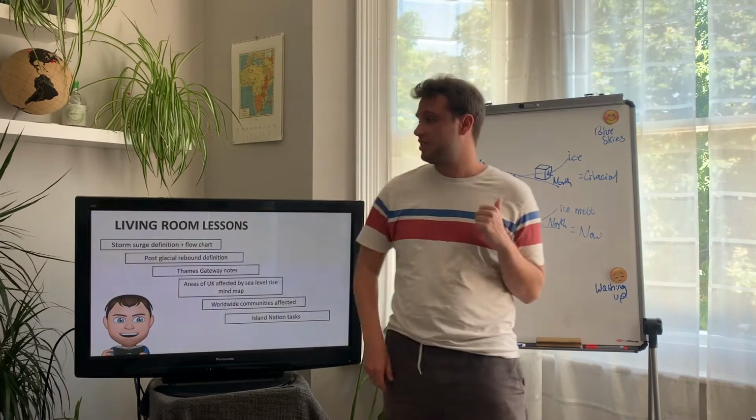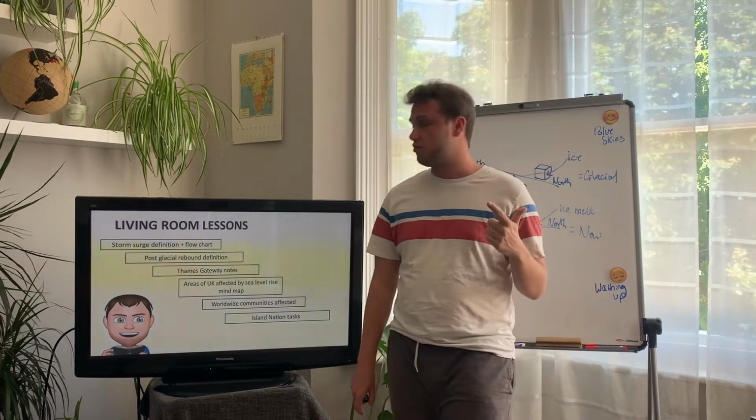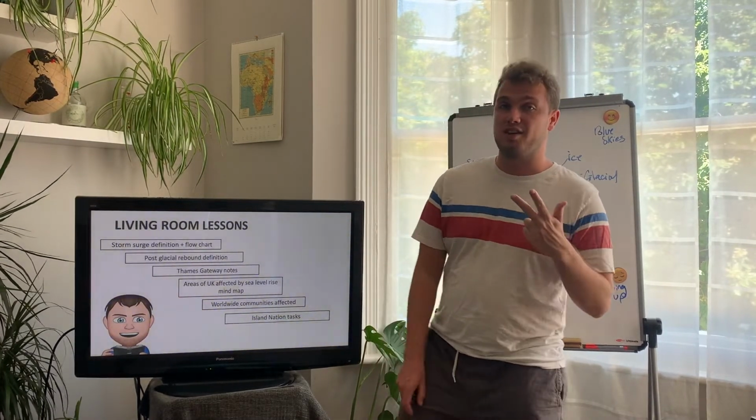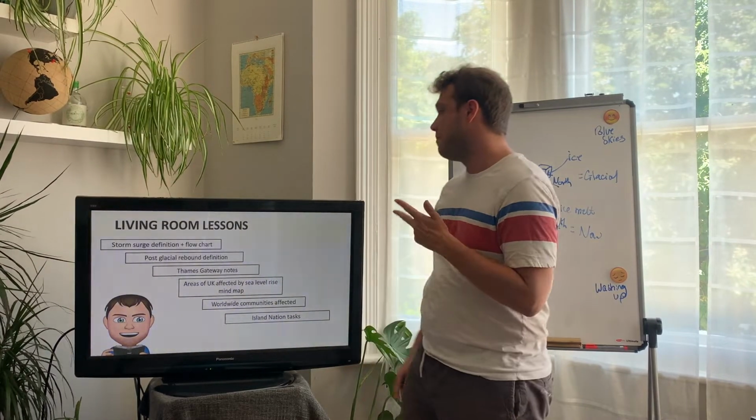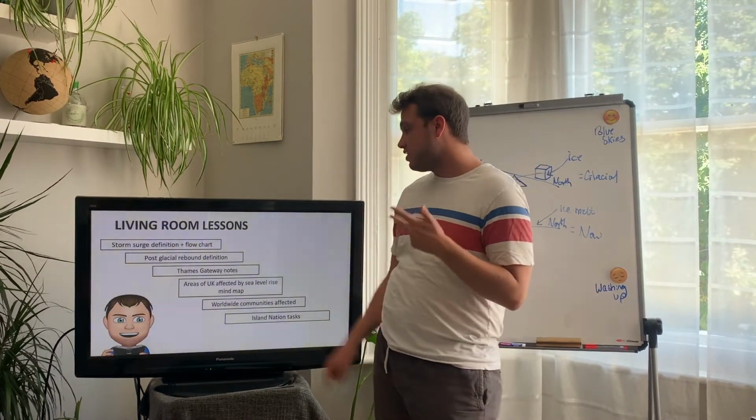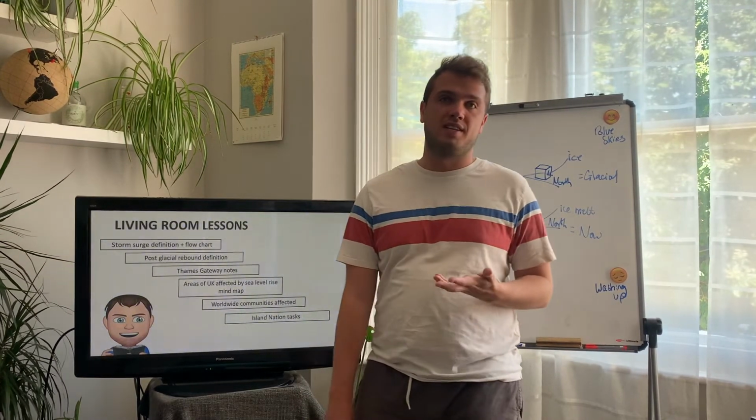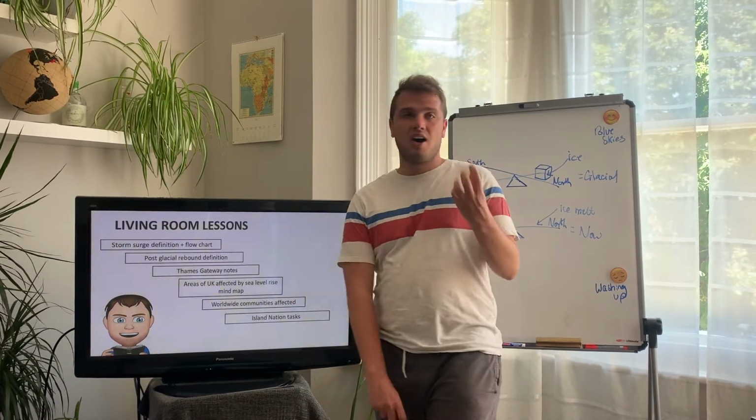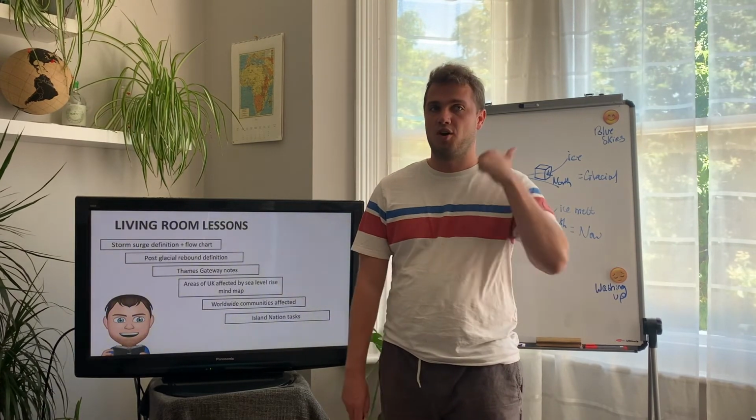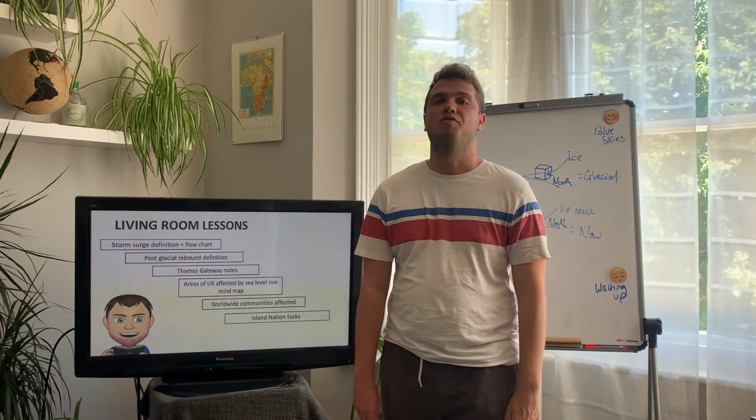So what you should have in your book today is a storm surge definition and the flowchart, the post-glacial rebound definition, and maybe this diagram, the Thames Gateway notes, areas of the UK that are going to be affected by sea level rise, and then the worldwide communities that are going to be affected, and then the island nations tasks from the textbook. Well done, Year 10. Hopefully see you all very soon.